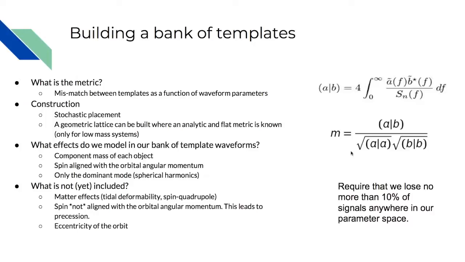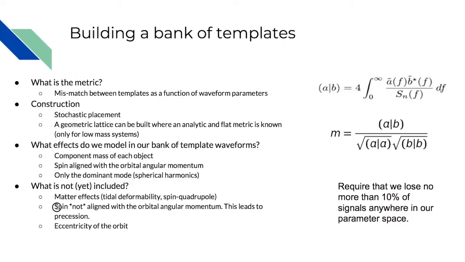So what physical effects are we going to include in our template bank? As I said, we'll include the masses of each object. We'll include a spin for each one that is aligned with the orbital angular momentum, no precession. Notably, we have no effects of matter. So when we say we search for binary neutron star systems, from a model perspective, we're searching for two low-mass black holes. We don't include the effects that the objects actually contain matter. That could be done, but we don't currently.